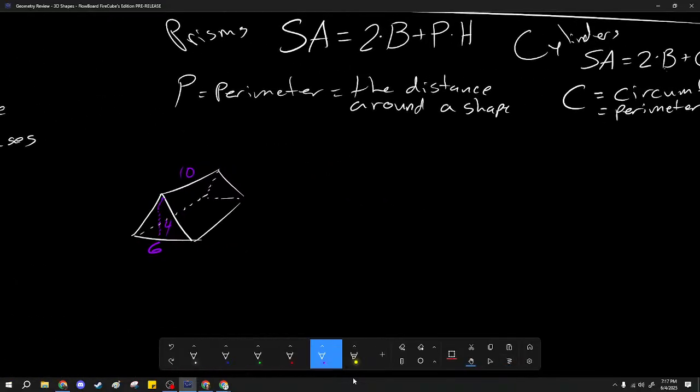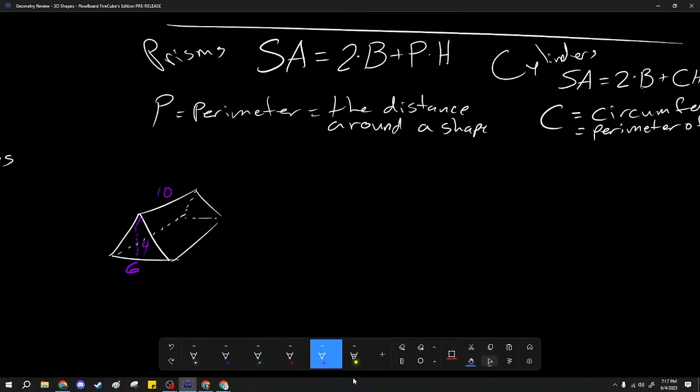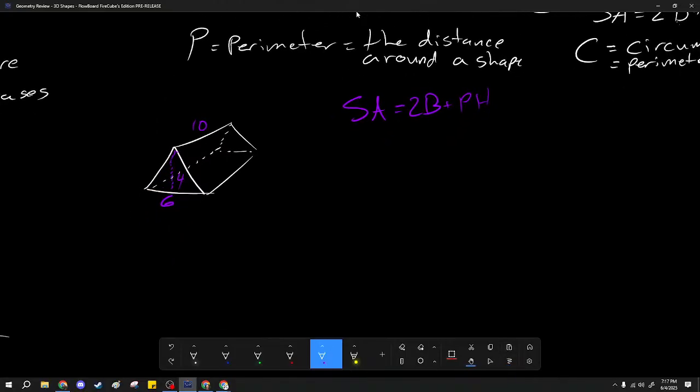Let's move back over. Let's follow each letter accordingly. A good way of doing it is to set up your equation. SA, surface area, equals 2B plus PH. You have 3 letters to solve for. So a good practice would be over here on the side or underneath your shape, wherever you're going to do it. Let's find B first.